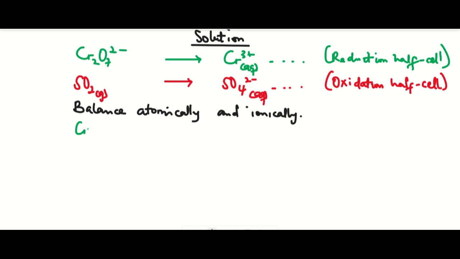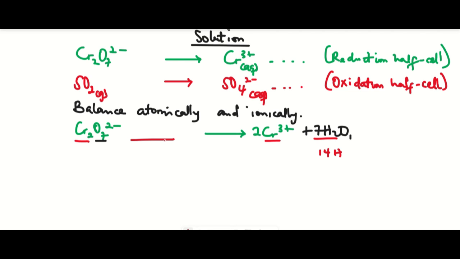Considering the reduction half-cell equation first, we have Cr2O7 2- to give Cr3+. Note that there are 2 atoms of chromium here, and here we have 1 atom of chromium. So we have to increase the coefficient of this to 2. And the next is to consider that we have 7 atoms of oxygen at the reactant side, but no atoms of oxygen here. So what we have to do is to introduce H2O and balance it up to have 7 atoms of oxygen, since we have an invisible 1. So we have 7 times 1 to give us 7. But by implication, we have also introduced 14 atoms of hydrogen, but no hydrogen atom at the reactant side.